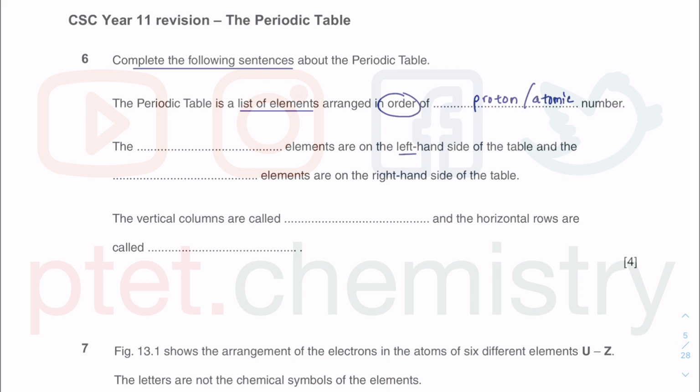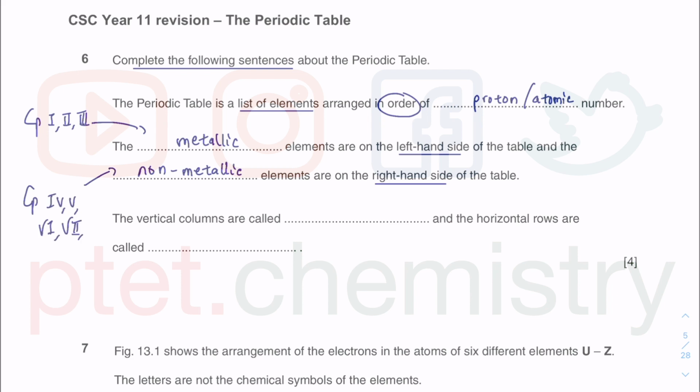Now, what is found on the left-hand side and what is found on the right-hand side, this should be something you know in terms of metallic as well as non-metallic, because the metals are what you would describe as groups 1, 2, and 3, and the non-metals are basically your groups 4, 5, 6, 7, and 8.